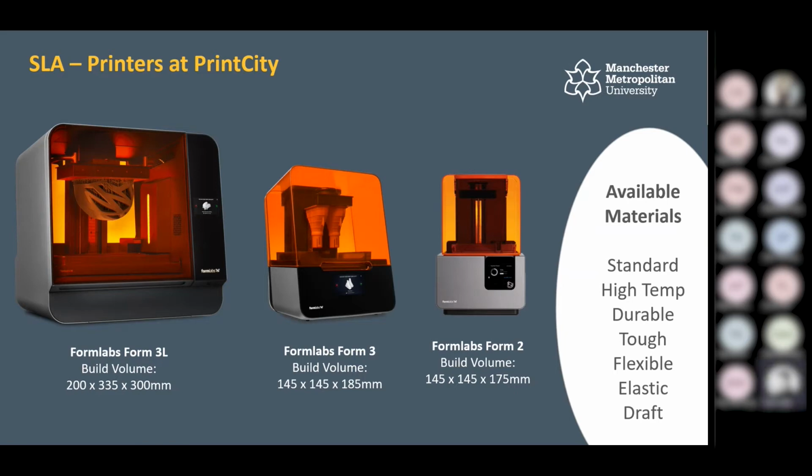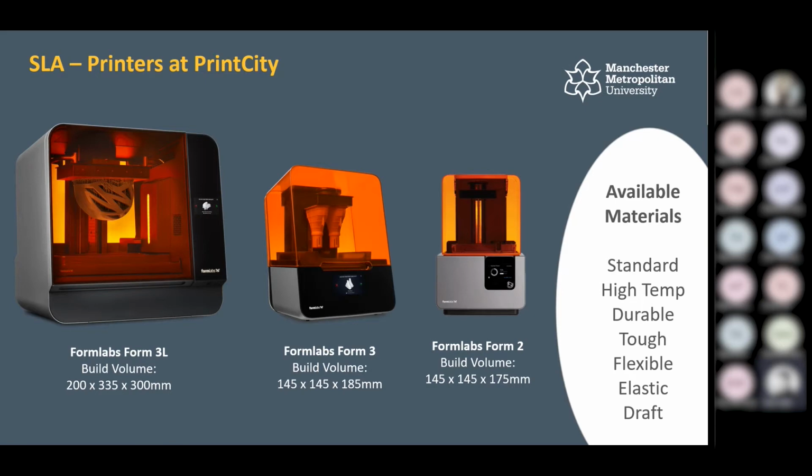Again, build volumes are also a limitation. So amazingly, Print City do actually have a huge printer to use. They've got the Formlabs Form 3L, which can print 200 by 335 by 300. That is absolutely huge for SLA, good size. And again, anything bigger than that, typically you wouldn't be printing it on these machines anyway, but you could just split them up and or scale them down.